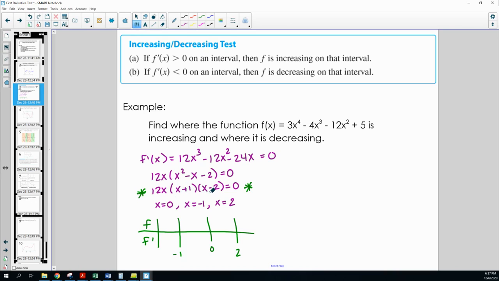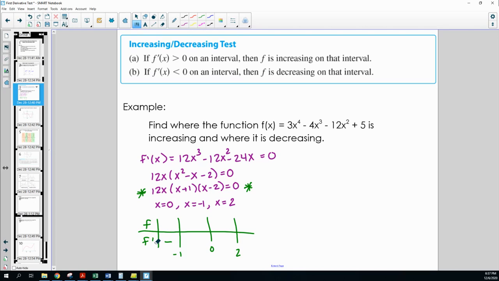And then negative 2 minus 2 is also going to give me a negative number. So when I'm plugging this in, I have a negative times a negative times a negative, which is going to give me overall a negative. So I don't really care about the actual value of the number. I just care about the sign of that number.